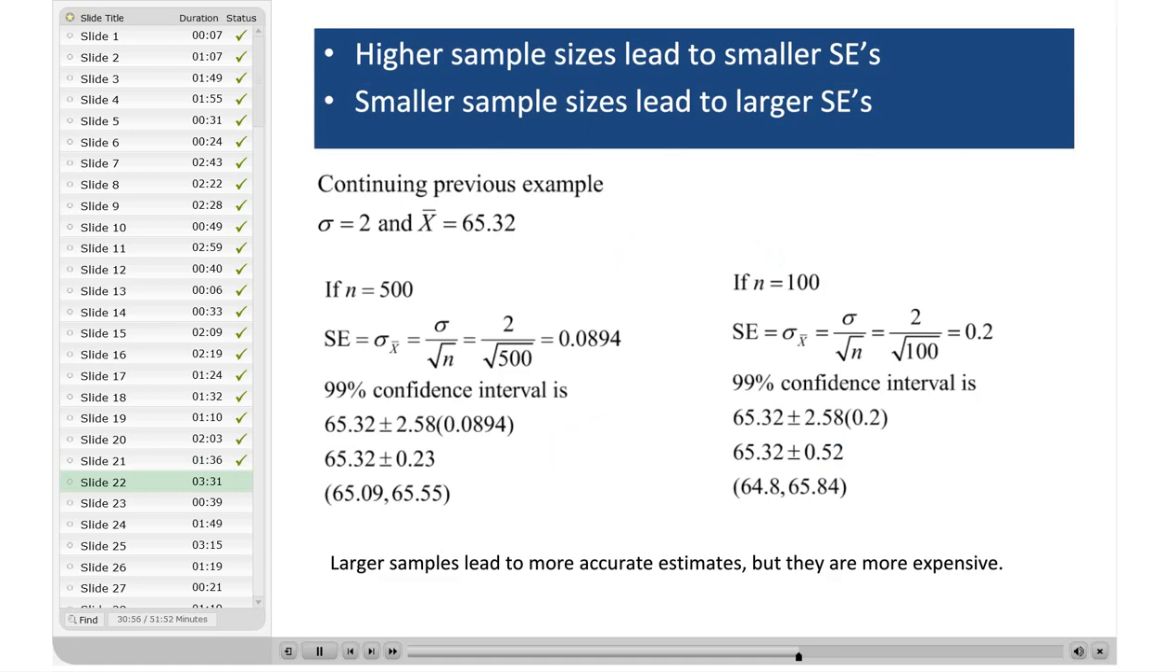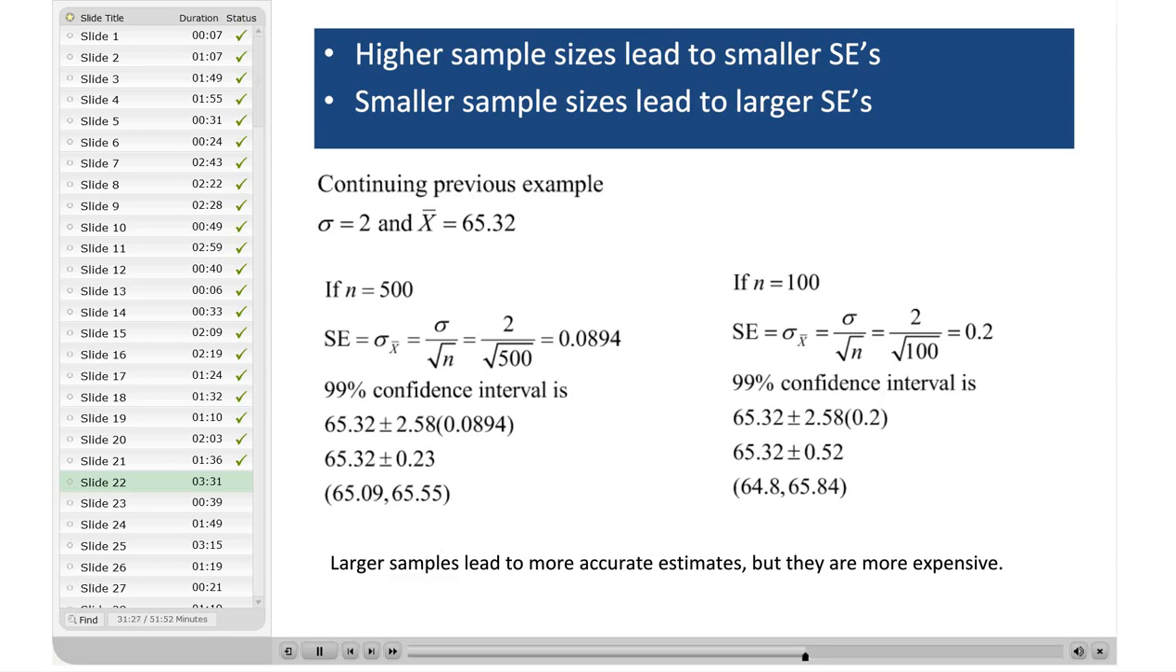This slide shows the relationship between the sample size, the standard error, and confidence intervals. Higher sample sizes are going to lead to smaller standard errors. And we actually want smaller standard errors because those are going to lead to smaller margin of errors, and those are going to lead to more accurate confidence intervals. By the same token, smaller sample sizes lead to larger standard errors, which are bad because those lead to large margin of errors, which leads to not very accurate confidence intervals.